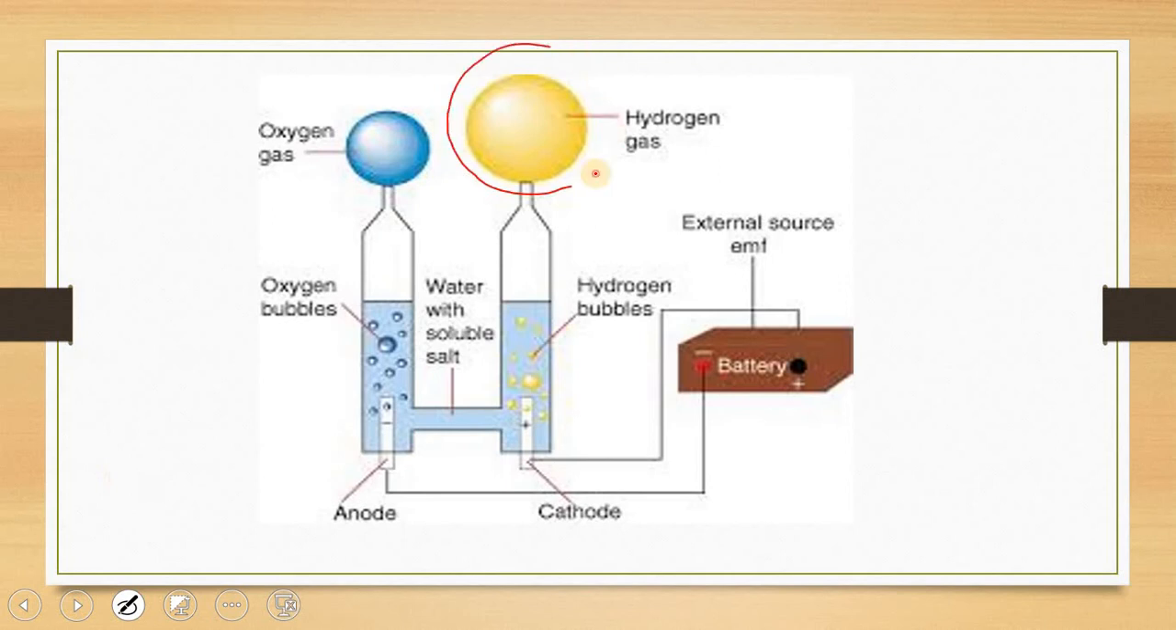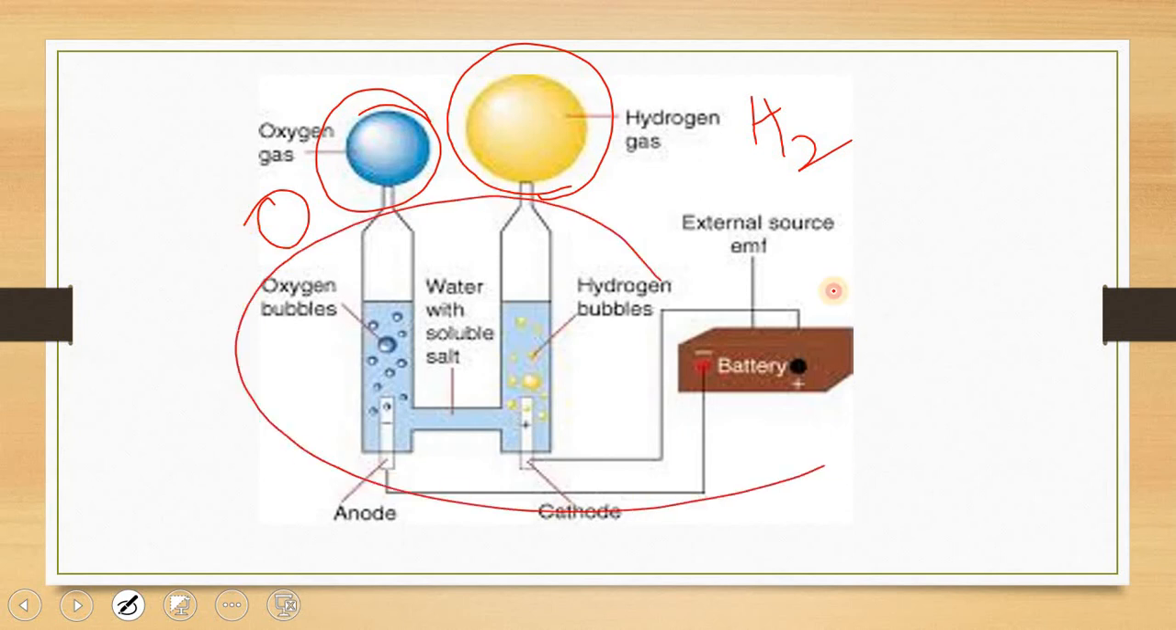When you see a bigger balloon with the hydrogen, this means there is H2. The smaller one, you're going to have just 1 oxygen gas, 1 molecule of oxygen gas. This means there is less oxygen. Okay, so this will tell you that this experiment is actually electrolysis of water.